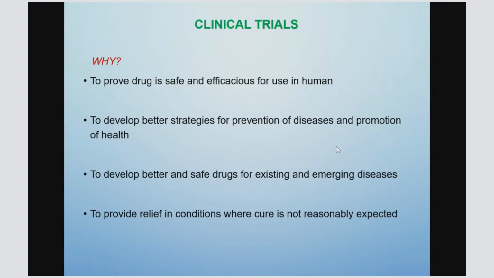Next question is when we do the clinical trial, which we have seen. Next is why we do the clinical trial, meaning what is the requirement, what is the need, that we need to do the clinical trial. So basically the first one is to prove the drug is safe and efficacious for use in humans.